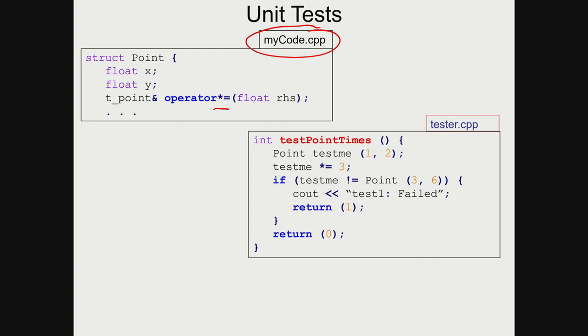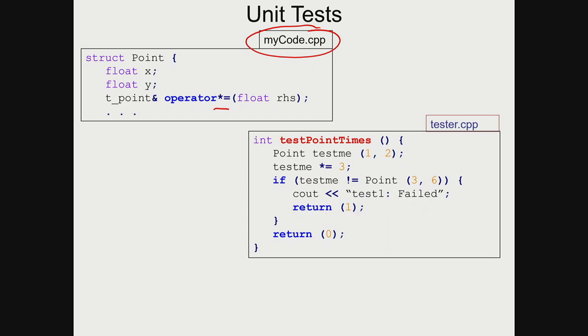And if it isn't, I print something out. I say test 1 failed. Maybe I could print a little more out, say how it failed or something. And the convention in unit tests and tests in general is that functions that have errors return how many errors. So I had 1 error, so I returned the number 1.